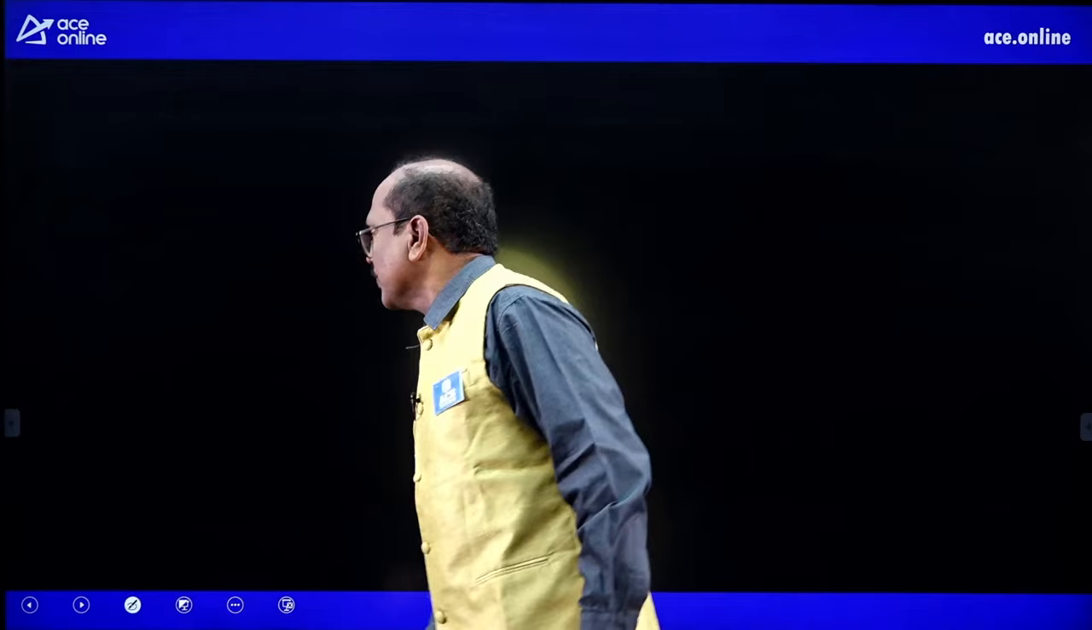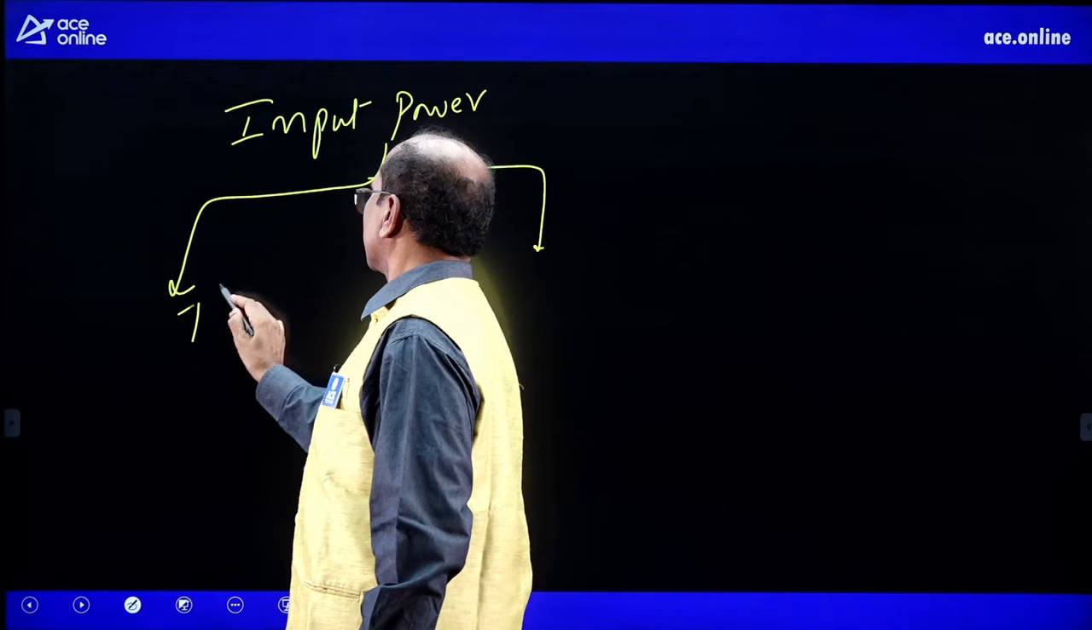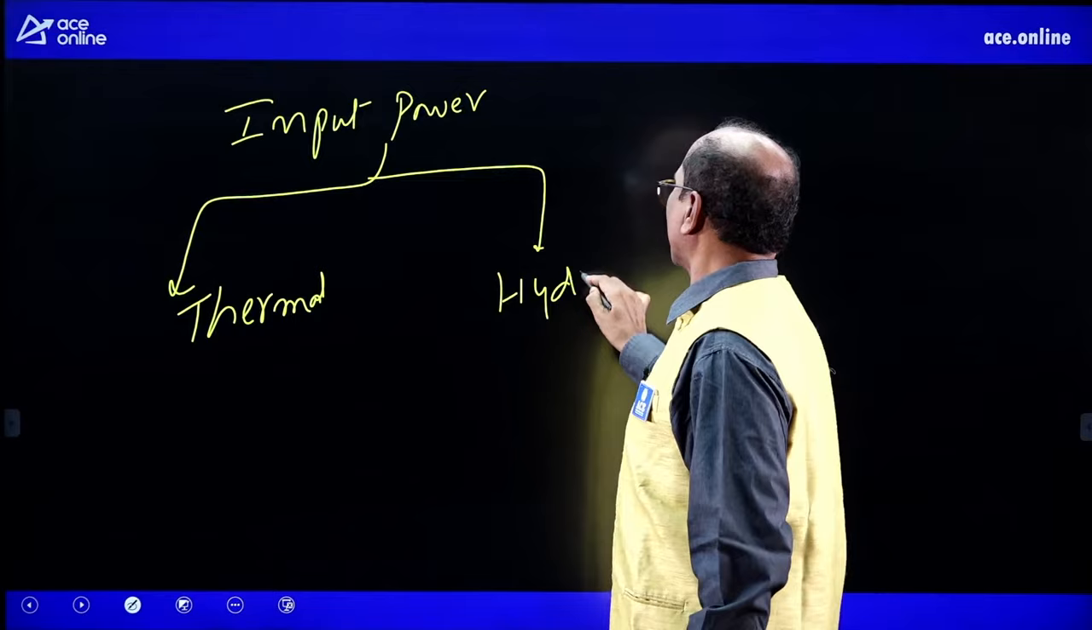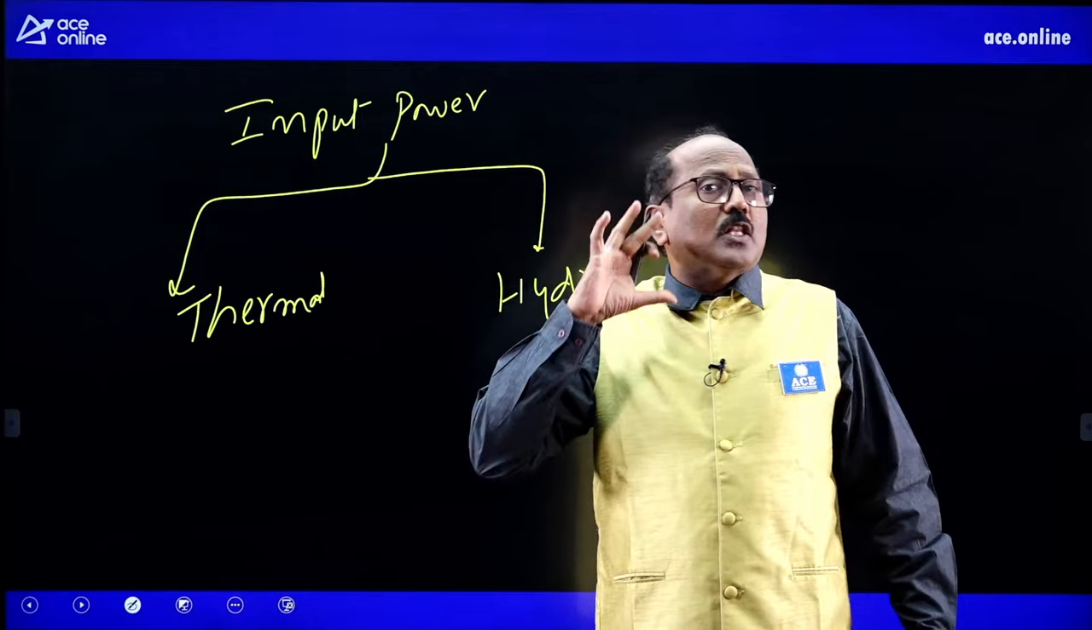Now, the input power options: thermal power, hydropower, right? Thermal power plant components and their sequence, hydropower plant components and their sequence. These are the most dominating questions.